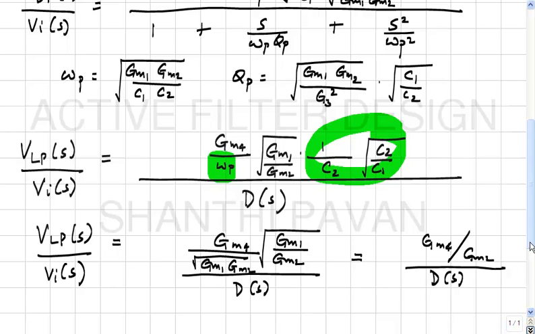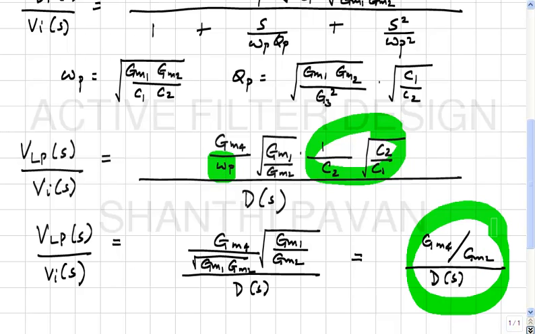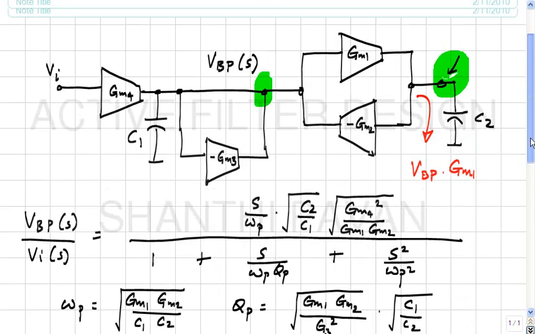Fine. Now let's try and get some intuition. What is the DC gain of the low pass filter? From the expression? Which GM by which GM? GM4 by GM2 is the DC gain. Okay. So now let's stare at this and see if that makes sense.